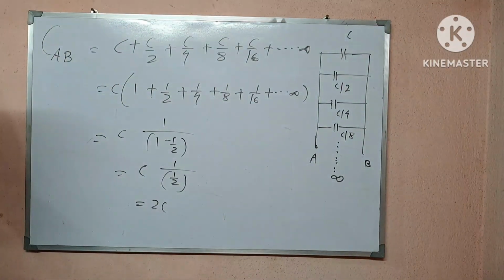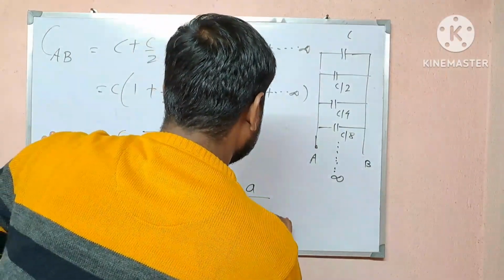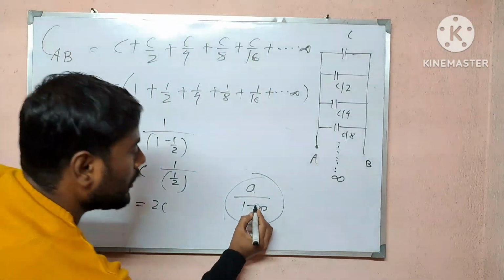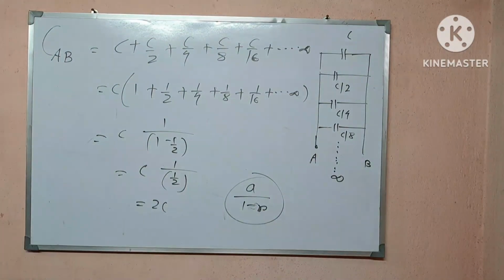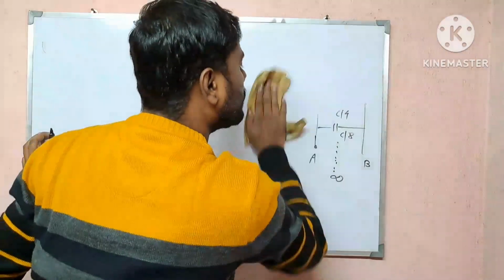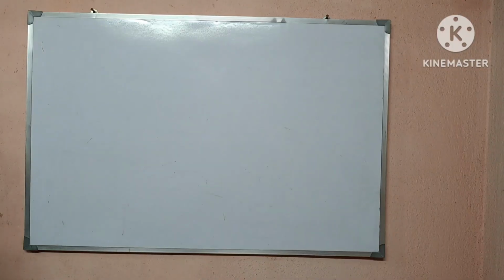Actually, for an infinite GP series, the sum formula is A by 1 minus R, where A is called the first term and R is called the common ratio. A by 1 minus R. We are using that formula. Okay. I think everything is clear. Just you have to find the value of potential. Okay, just potential. Let's see the next one.